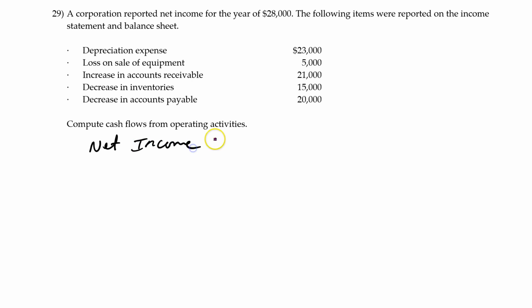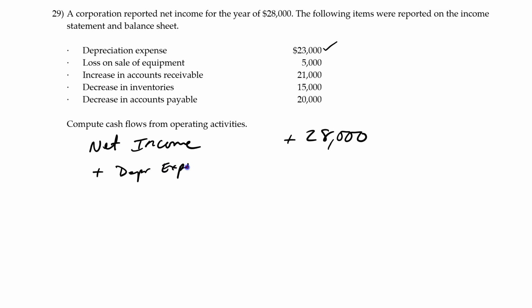And I always like to write my net income positive because, in fact, if we had a net loss, we could still do the statement of cash flows. We just have to start with a negative amount. So 28,000. Then we add back non-cash items. The first non-cash item we have here is depreciation expense. So I add back depreciation expense.